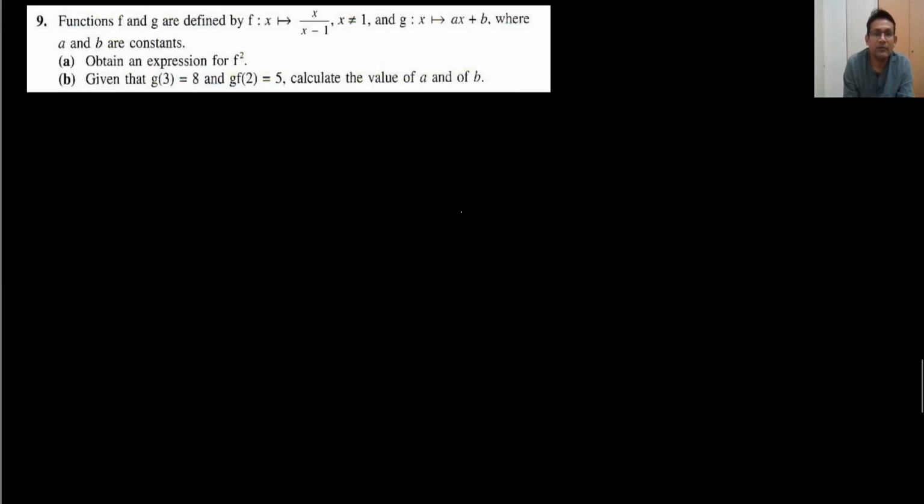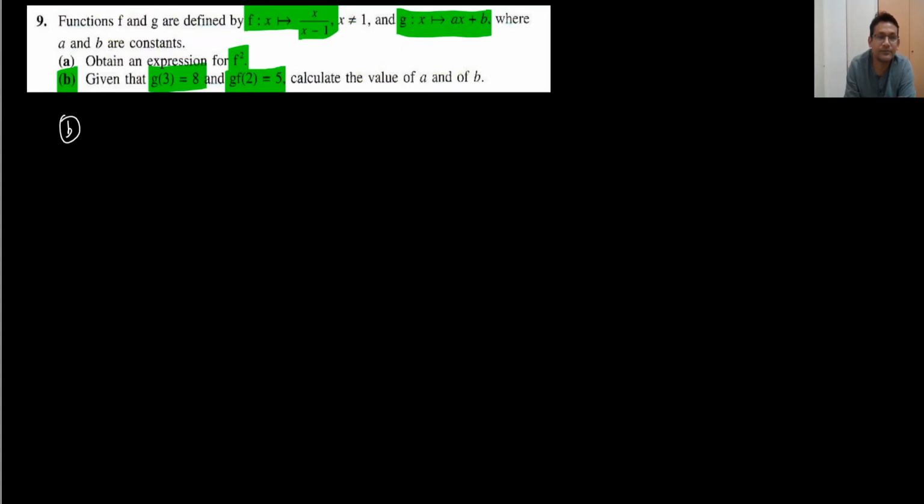So question number 9, when you see question number 9, f(x) is given, g(x) is given, and we need to obtain f square. There is no problem, I think so. And in the b part, given that g(3) is 8 and gf(2) is 5, calculate the value of a and b. The first part I'm not doing, this easy part. In the b part, I can do one thing. This g of x is ax plus b.